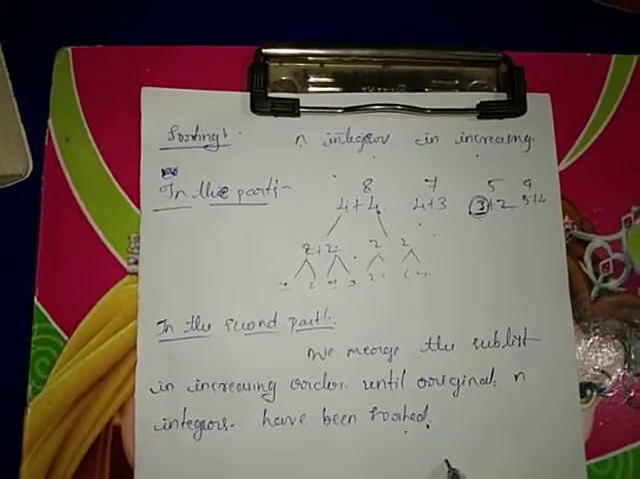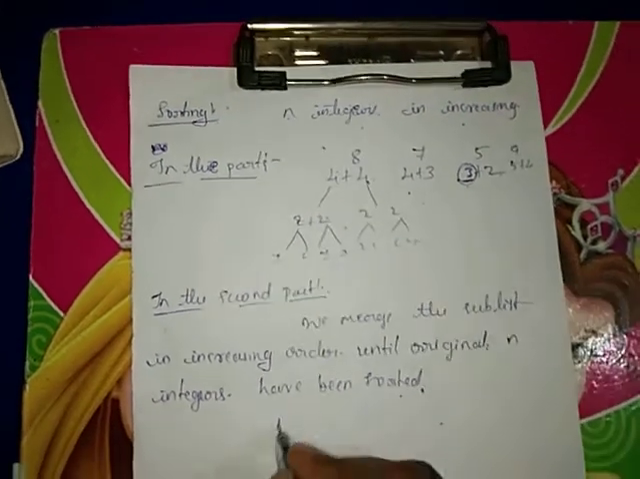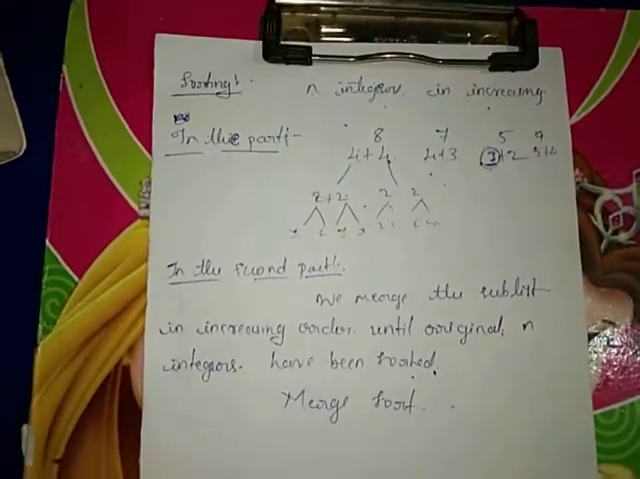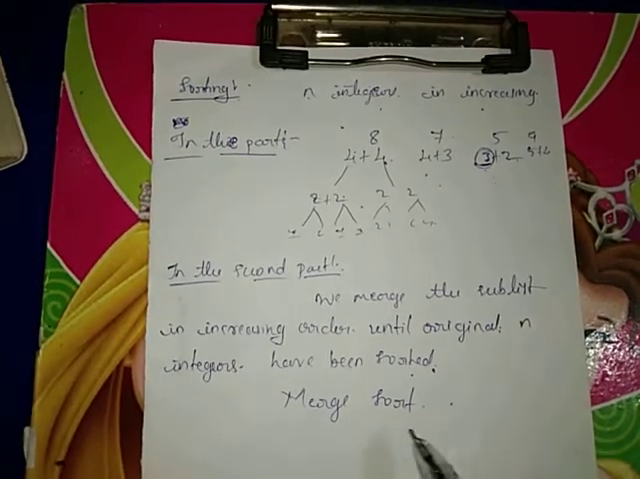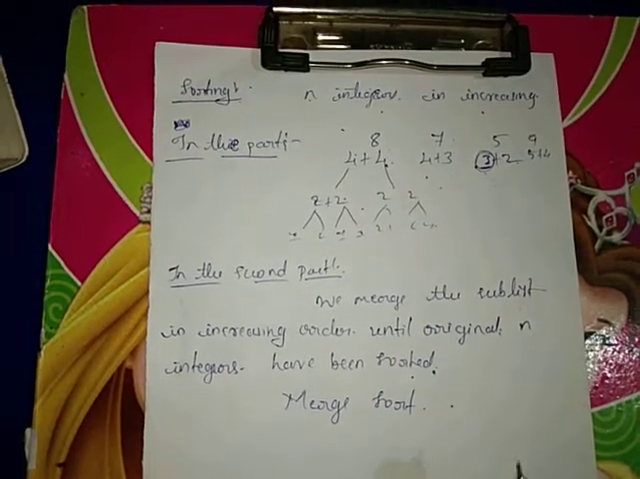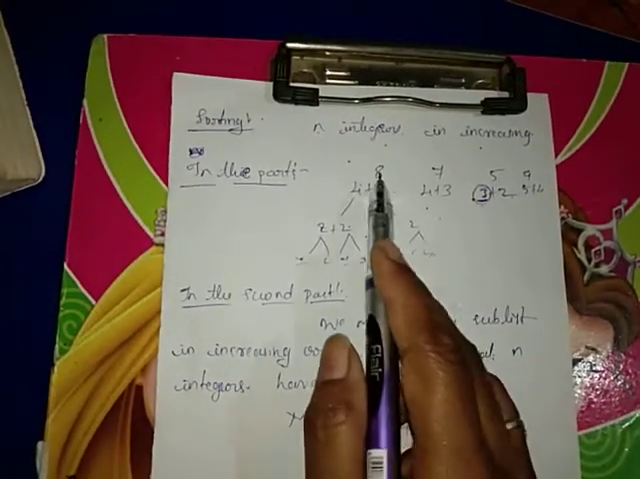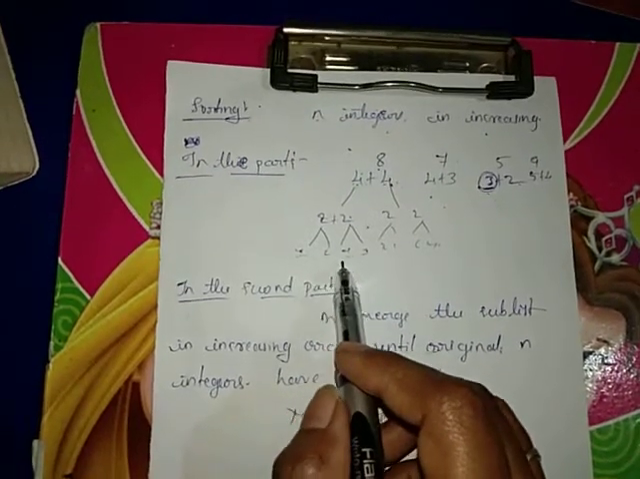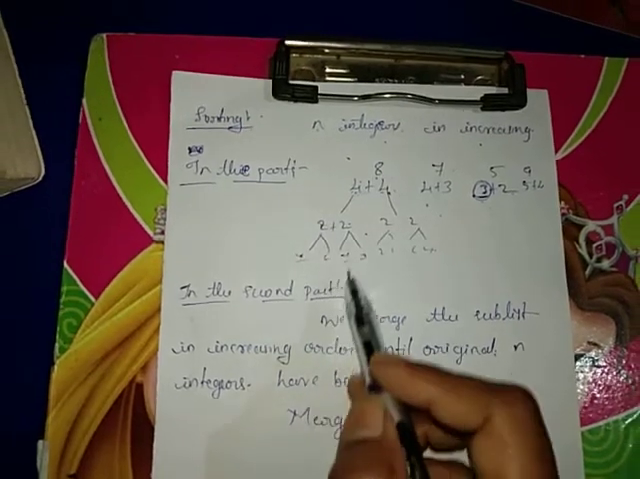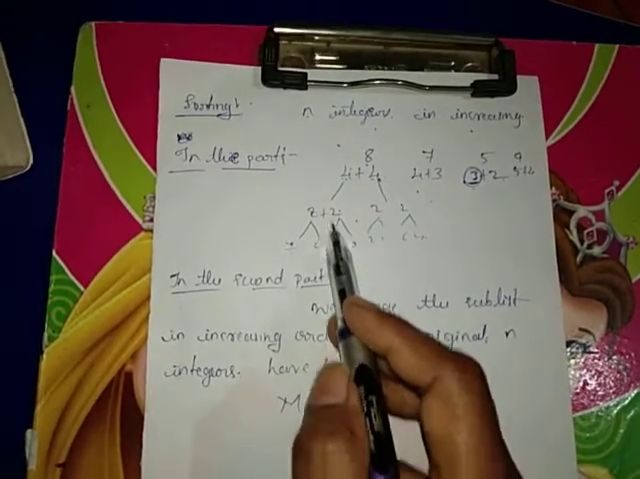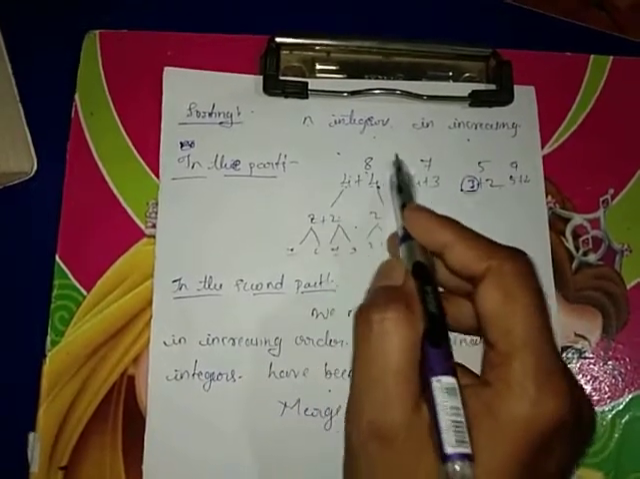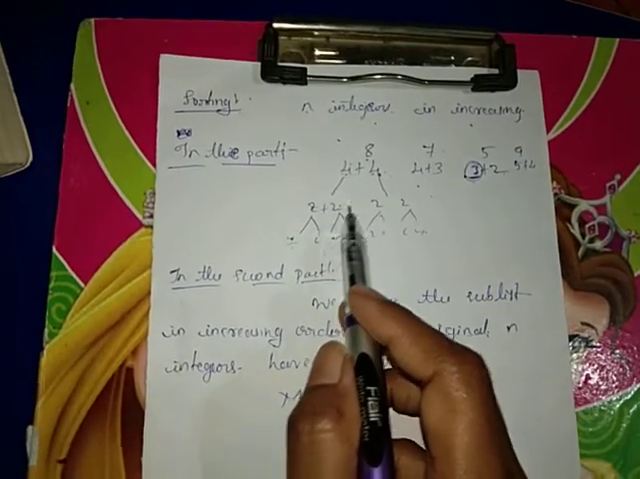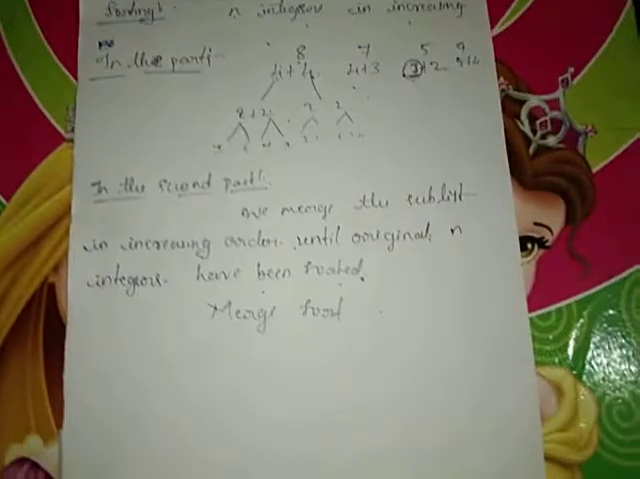This method of sorting a list is known as merge sort. So in the first part, first we have to split the terms until we obtain a single element, and in the second part we have to merge the sublists until we get the required list of integers, and we have to merge in increasing order. So what exactly is the procedure here? We see it in the example here.